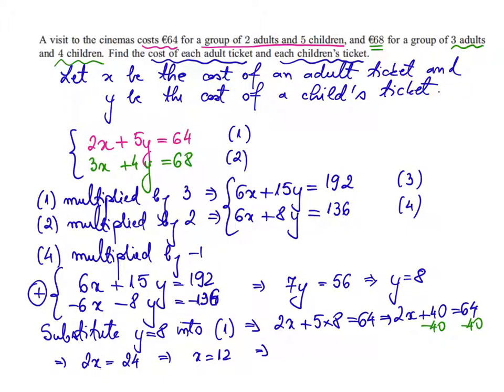Therefore, my answer is, you need to go back and check that all my calculations are correct. So my final answer will be, the cost is 12 euros for an adult ticket and 8 euros for a child ticket.